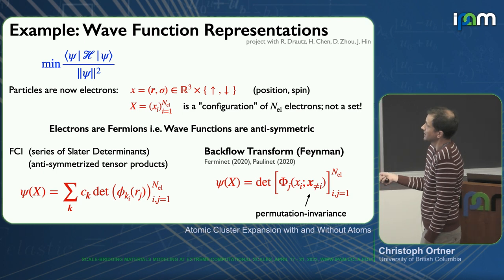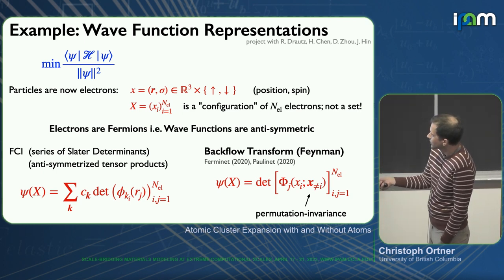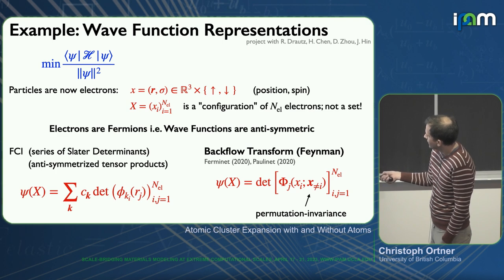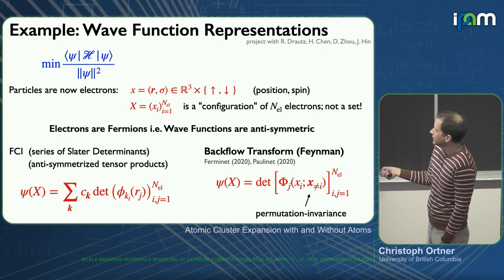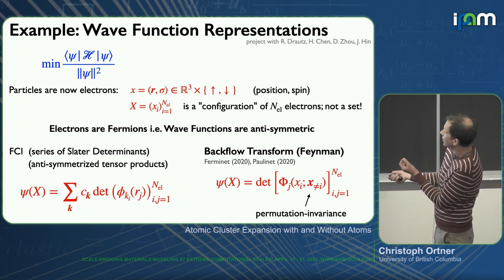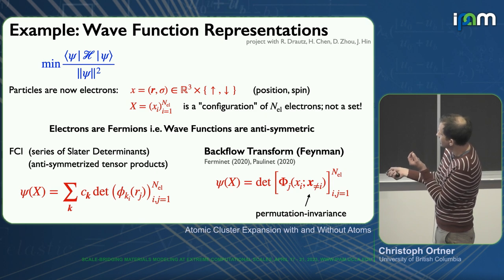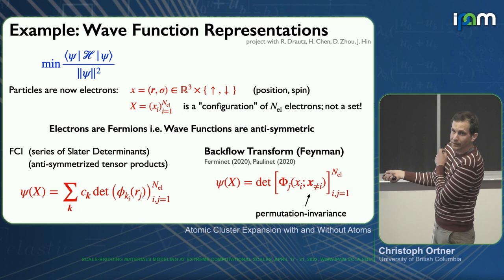What that is, it's basically a Slater determinant, but look at the orbitals in here. So here are the standard Slater orbitals. Now the orbitals in the backflow transform are much more general. They can depend on the entire electronic environment in a way. So if these orbitals depend on all the particles, not just on Xi, but they're symmetric with respect to exchange of the electrons other than Xi, then the following happens.